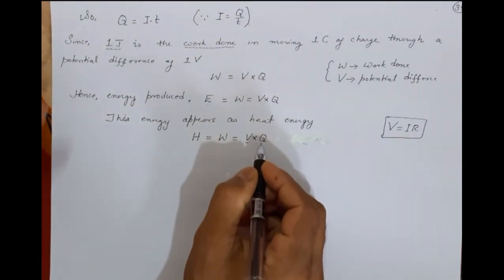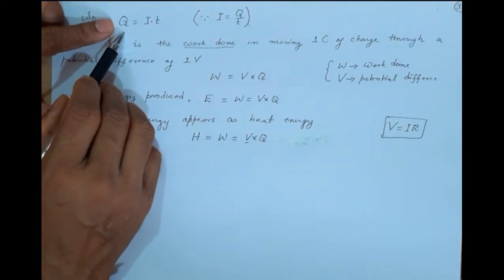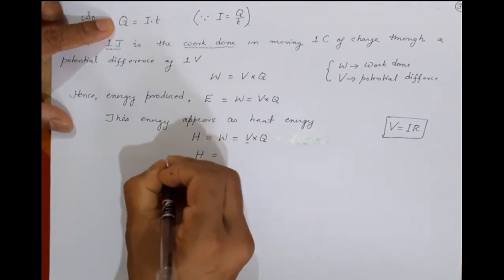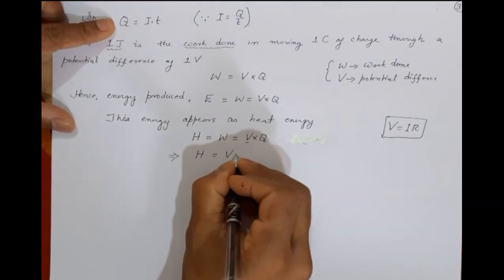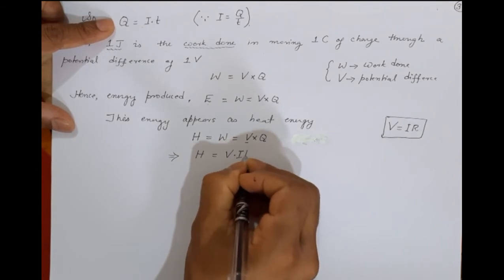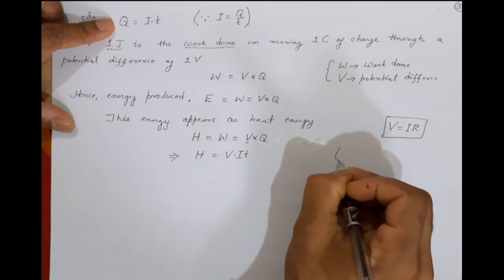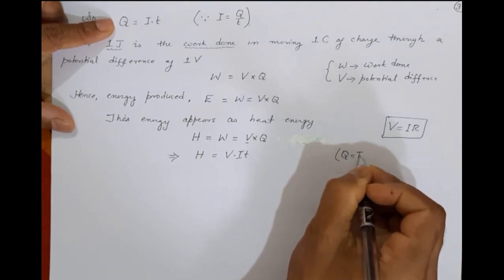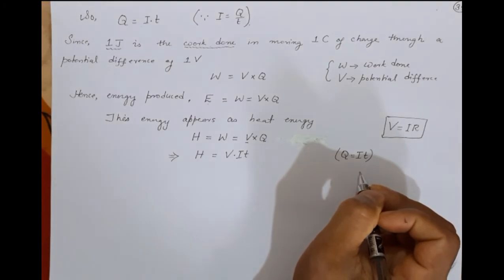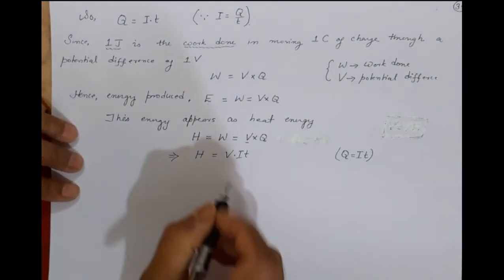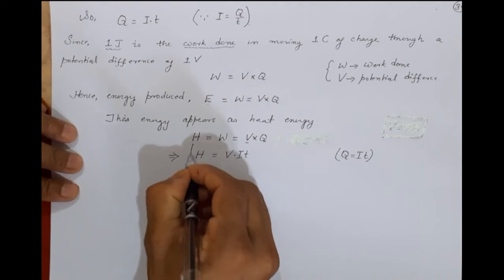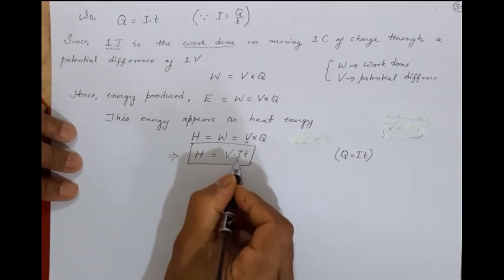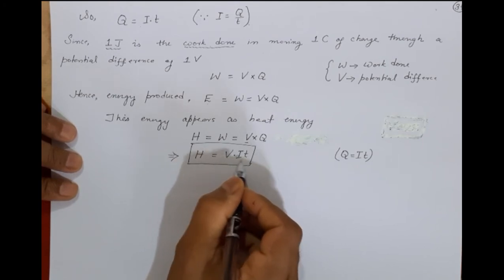We already know what Q is. Q is I into T, so we will replace it here. So this will be H equal to V into I into T. What I have done here is replaced Q equal to I T. Now H equal to V I T is the equation of heat produced by this current and this potential difference for this much time.